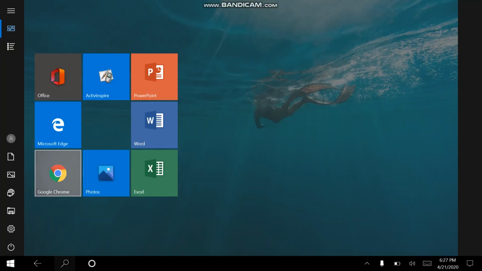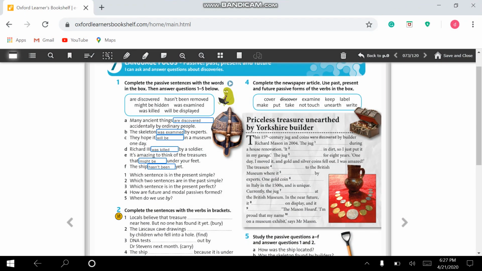Now let's go into our book. Exercise number 1 says, complete the passive sentences with the words in the box. Then answer the questions 1 to 5 below. Many ancient things are discovered accidentally by ordinary people. The skeleton was examined by experts.